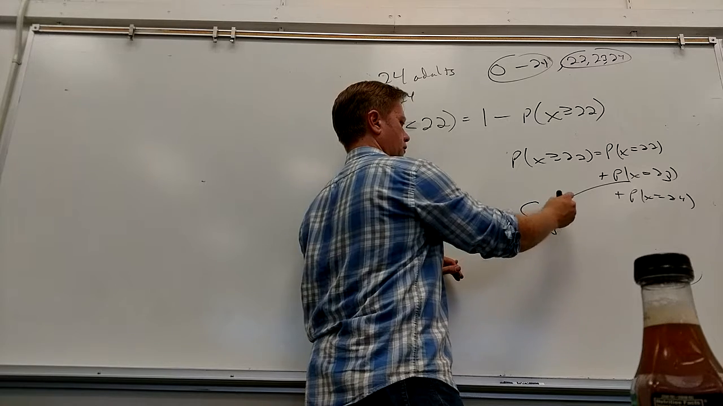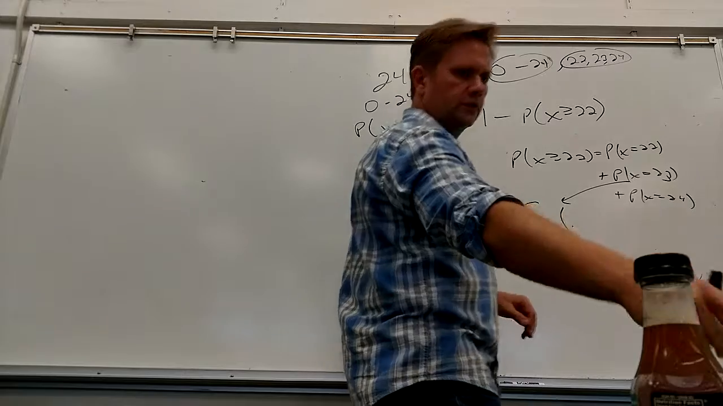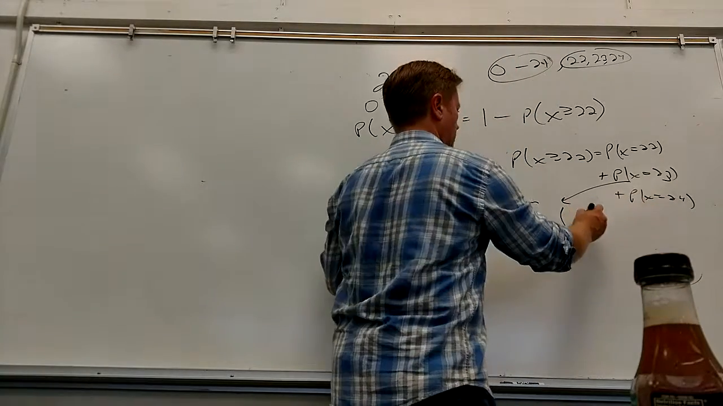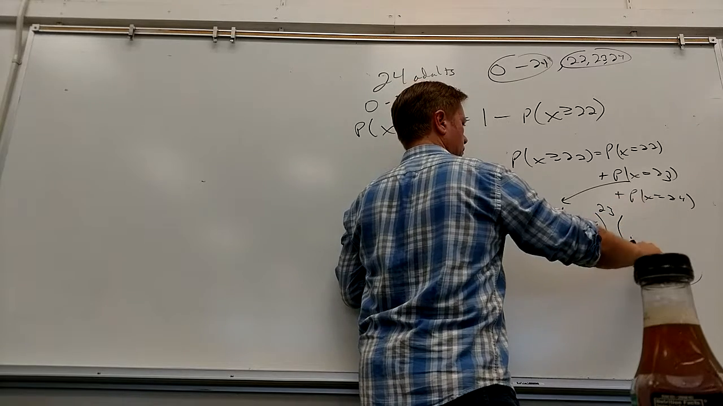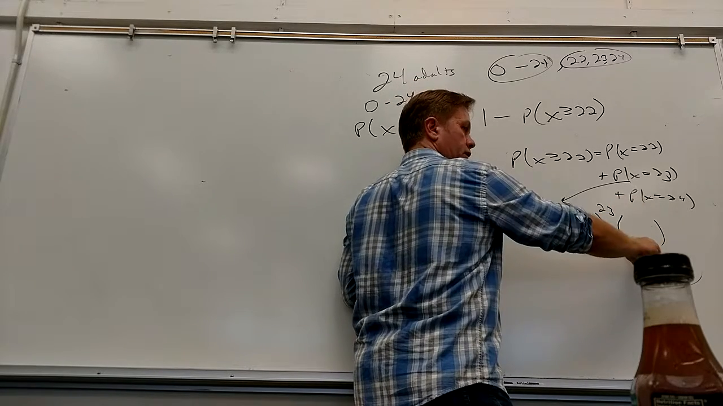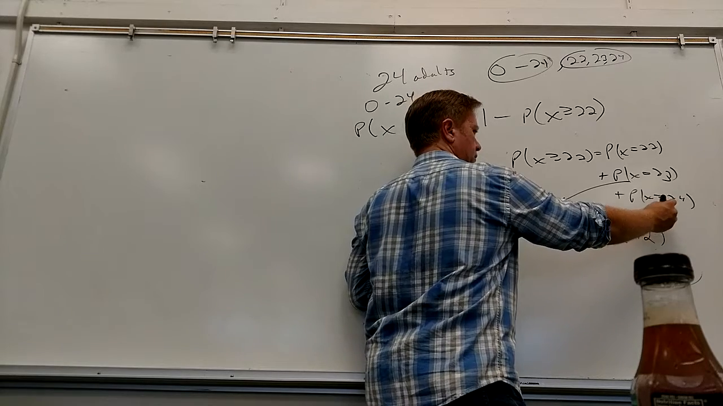Choose 23. Yeah, what's the success probability? 88%. And I want 23 of those. So what's left over for the failure probability? 12%. And how many of those do I want? One.